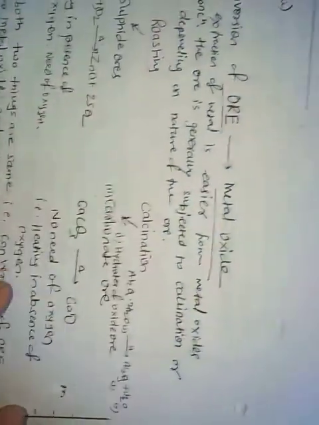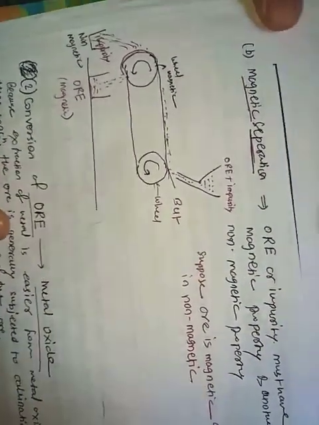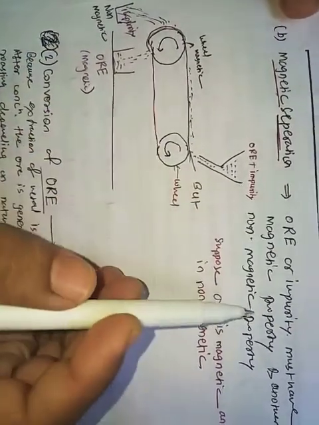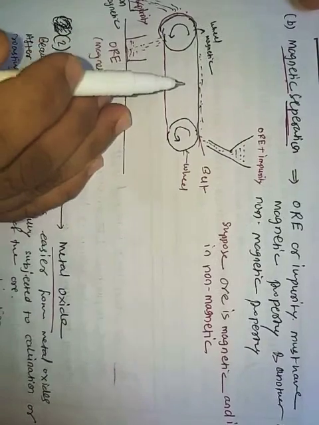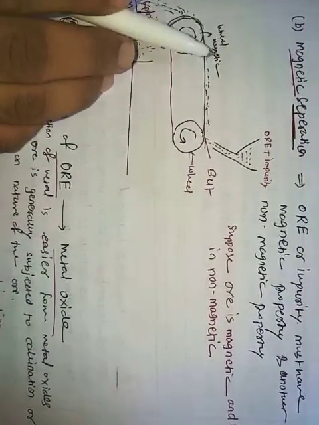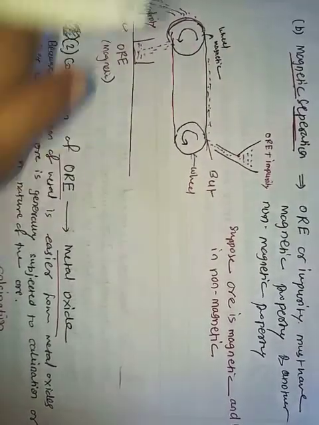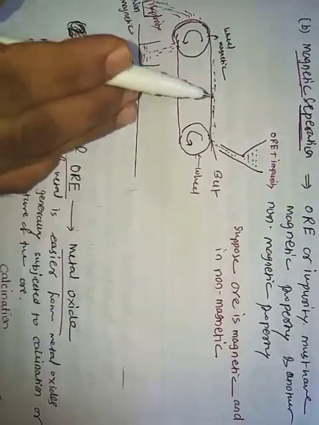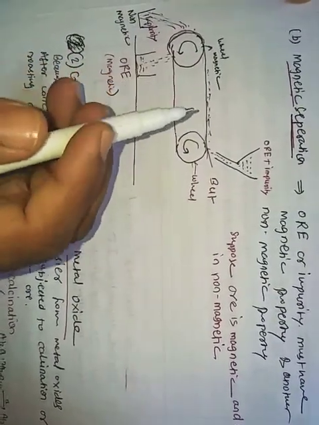Next, magnetic separation. In magnetic separation, either the ore or the impurity must have a magnetic property and the other a non-magnetic property. Then only we can apply this method, magnetic separation. These are physical methods: gravity separation is a physical method, and magnetic separation is also a physical method.